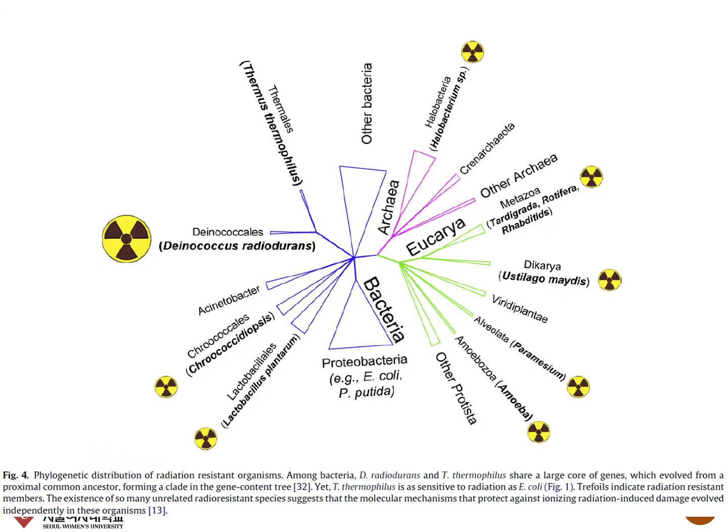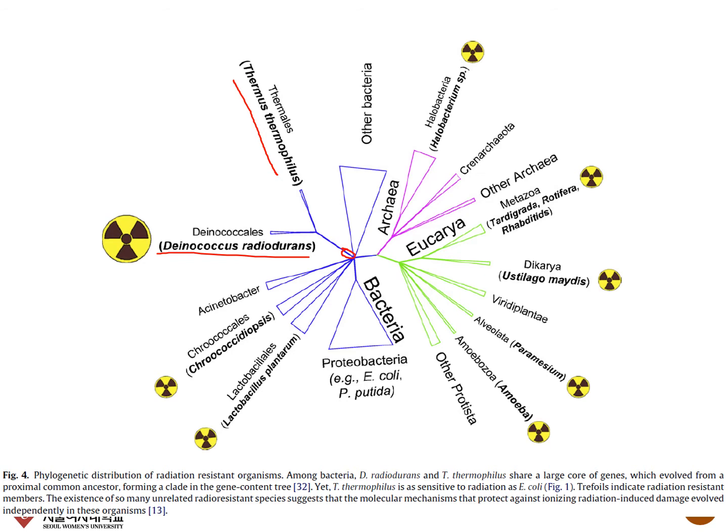So this figure shows the phylogenetic distribution of the radiation resistant organisms. Among the bacteria, the blue branches, you can see that Deinococcus radiodurans and Deinococcus dermophilus are the two core species which evolved from the common ancestor and form the radiation resistant clade only in the Deinococcus. By comparing them, Deinococcus dermophilus doesn't have the radiation resistance, but they all started from the common ancestor.